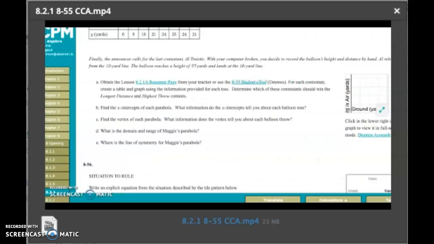Okay, so now using this information, looking at these parabolas, you need to decide for part A in this question which contestant should win the longest distance and which water balloon went the highest. So you're going to go ahead and answer that and then work your way through the rest of this problem.